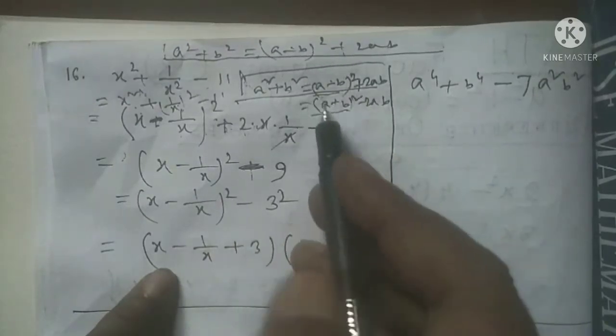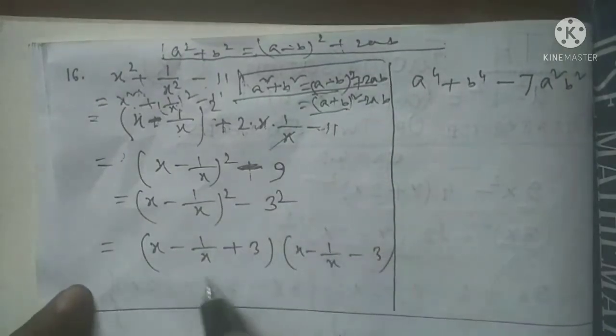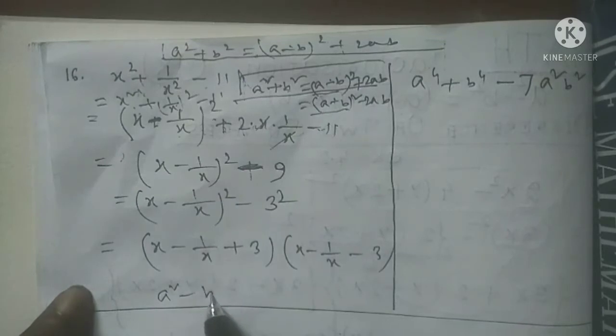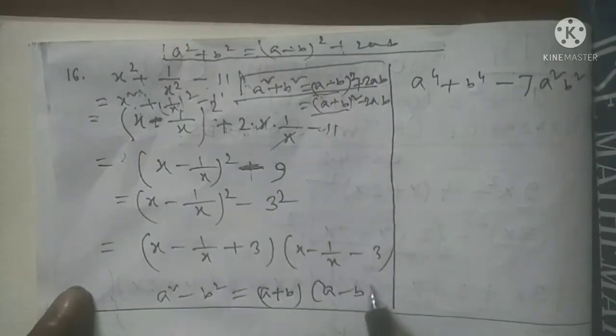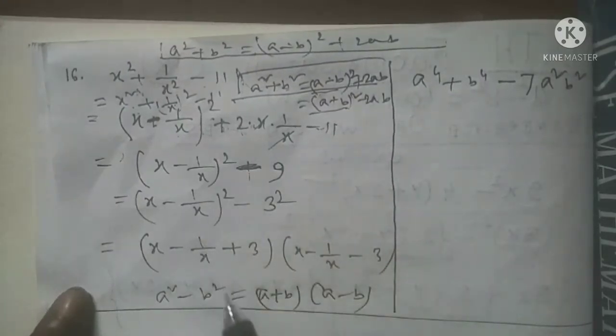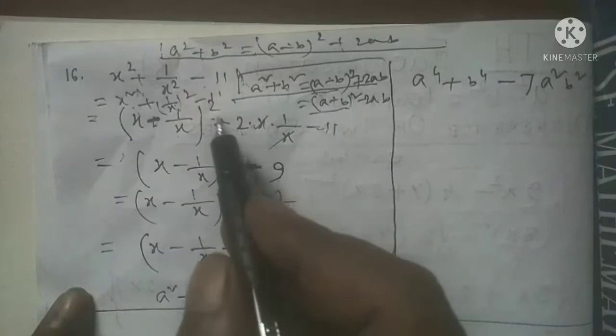So my dear students, a square minus b square formula. So what is the formula? A square minus b square, I have told you, no? A square minus b square means (a plus b) into (a minus b).